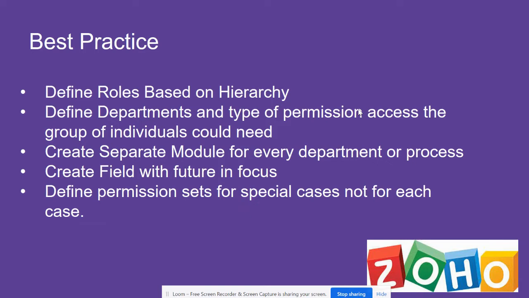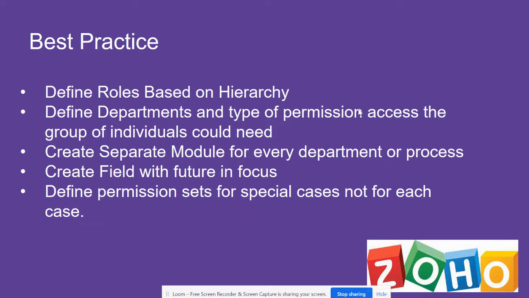So the best practice is that first of all, when you define a role, you should be very clear about the hierarchical structure within your organization, because the system works in a way that the way you define the hierarchy within the system, the roles automatically get assigned to those people. Whenever you create them and define a role for them, they automatically fit into the hierarchy which the role is for. And in that manner, the data flows across the system.